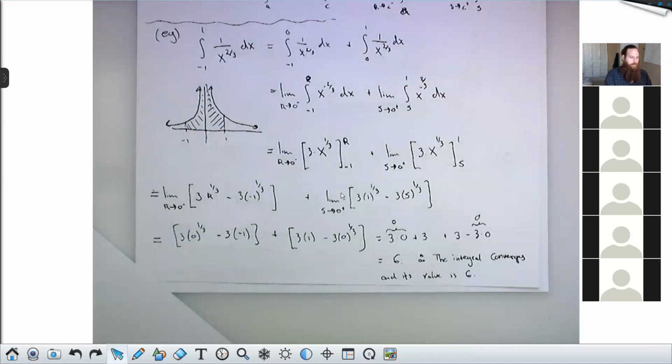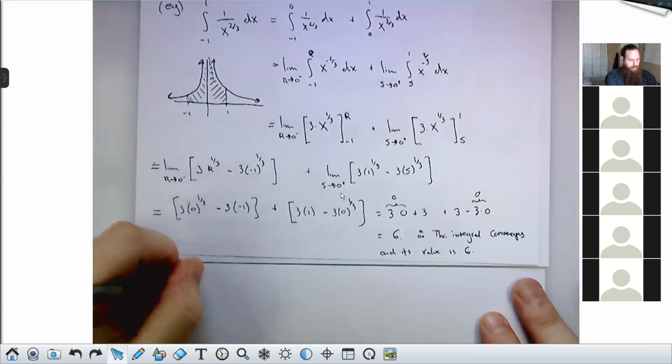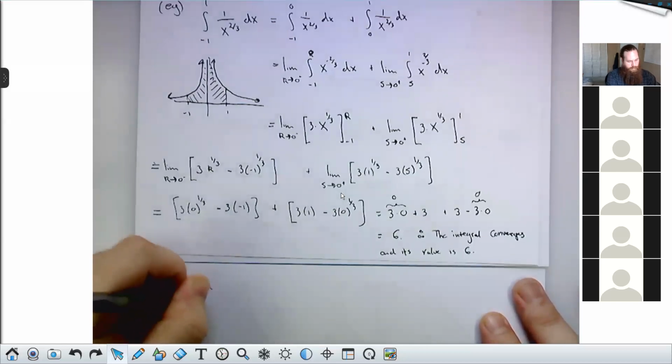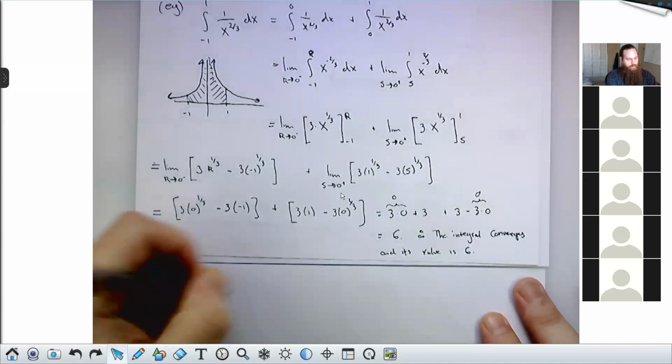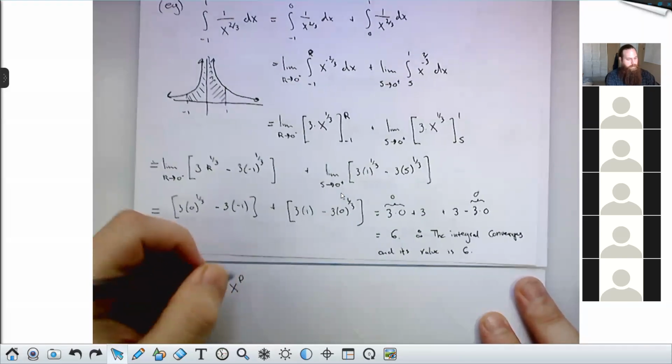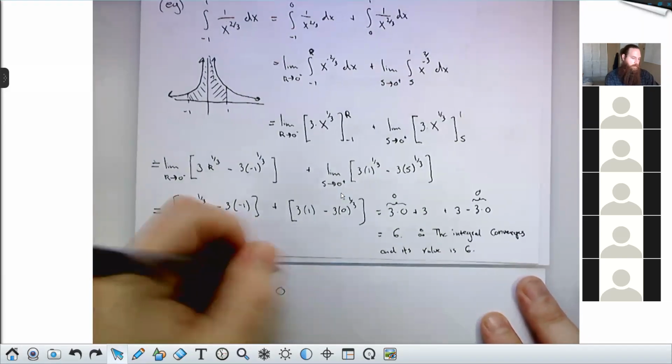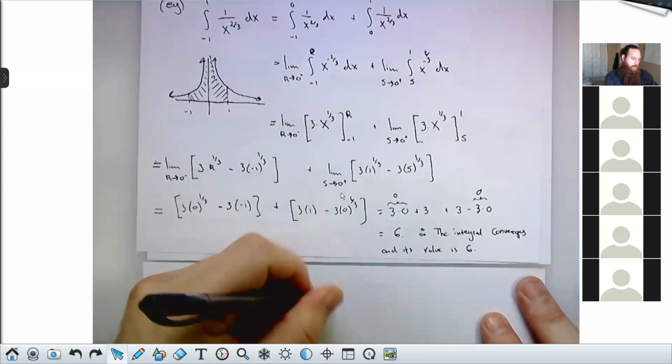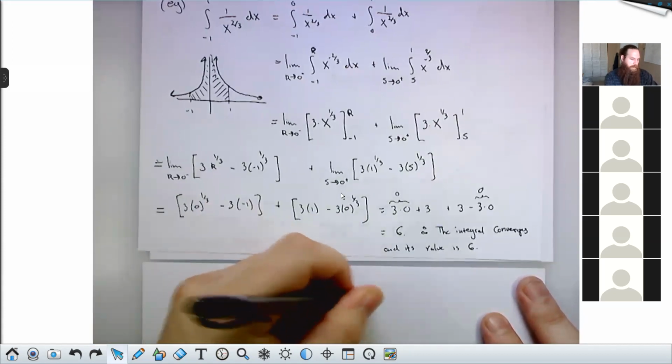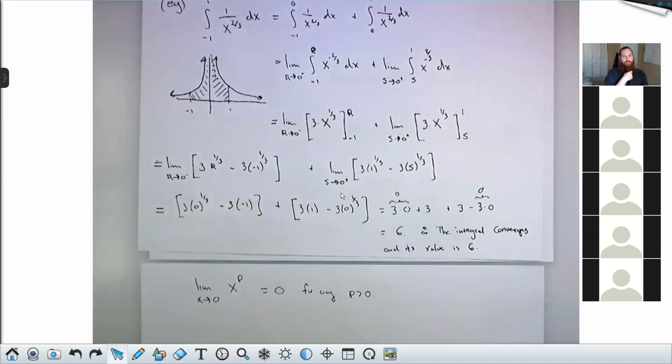A useful fact here is that the limit as x or r or whatever goes to 0 of x to the p is going to be 0 for any p which is positive. And that could sort out the limit here and the limit here, because the value of the power here is positive.